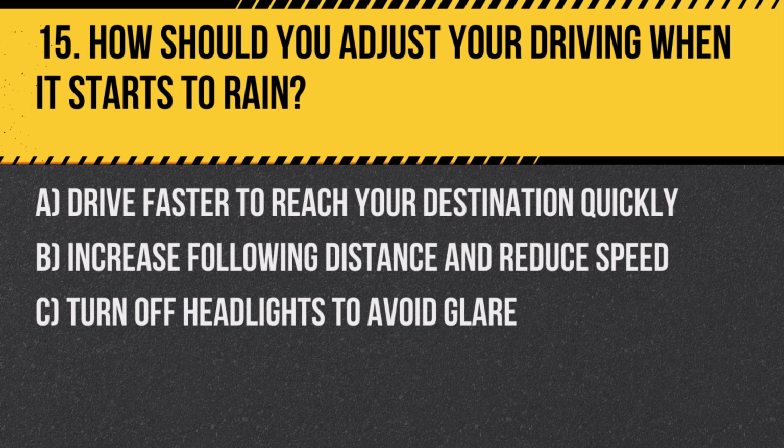B. Increase following distance and reduce speed. C. Turn off headlights to avoid glare. Answer B. Increase following distance and reduce speed. When it starts to rain, you should increase your following distance and reduce your speed to maintain control and visibility.